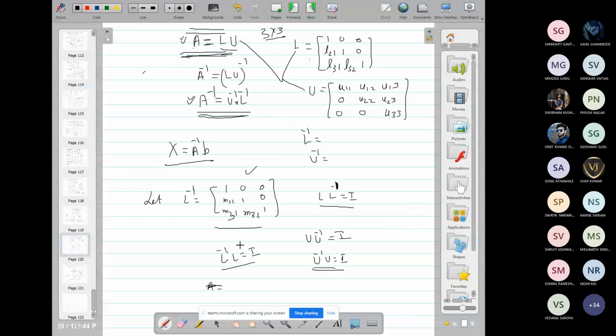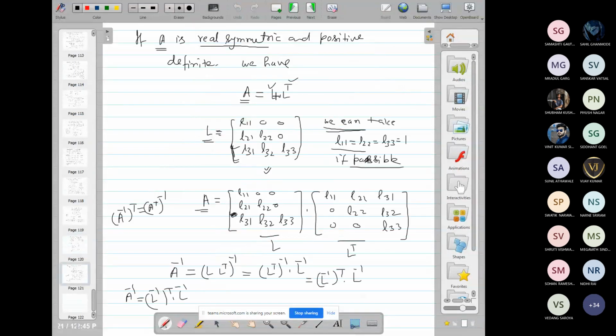By taking L inverse, as in the previous case, by taking L inverse is equal to this, then L inverse L is equal to I. By using this we obtain L inverse L is equal to I. So by solving this we obtain L inverse, and determining L, then easily we obtain L.